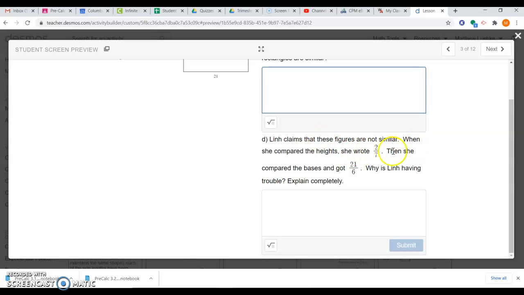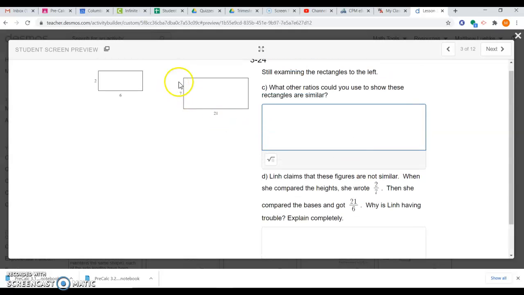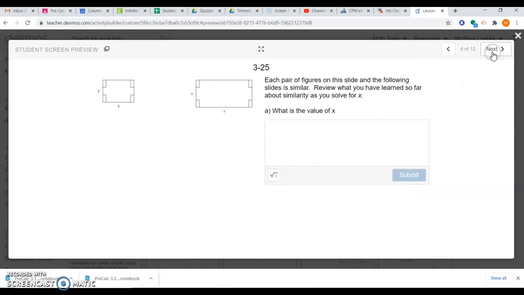In D here, she compared the heights. She wrote 2/7, so 2/7, and then she's writing 21/6, and it's not working. So we need to look at the ratios she's creating here and explain why the ones that she's choosing and trying to set equal to each other are not working. Okay? Look at numerator and denominator of both of those and which number she's choosing for those.